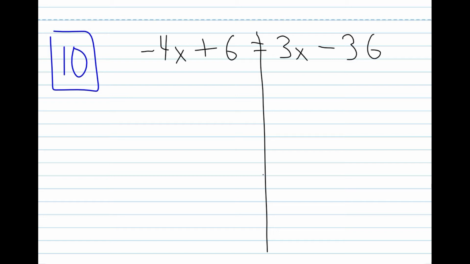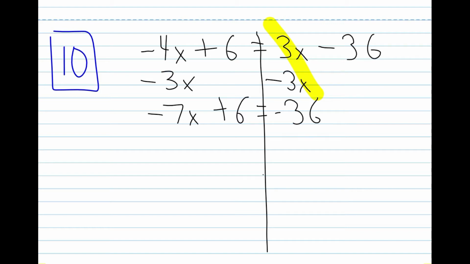Let's try and solve it the other way. I should still get my solution to be 6, just like in the last way that I solved it, but this time I'm going to move the 3x to the left side. So if I do that, I would be subtracting 3x on the right side, subtracting 3x on the left side, and this side would cancel out. I would now on the left side have negative 7x plus 6 equals negative 36.